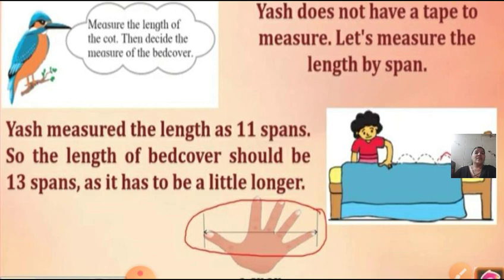So here we can see by using hand span, the boy Yash is taking measurement. Yash measured the length as 11 spans. So the length of the bed cover should be 13 spans, as it has to be a little longer. Okay children, so this is one way we can take the measurement, by using our hand span.